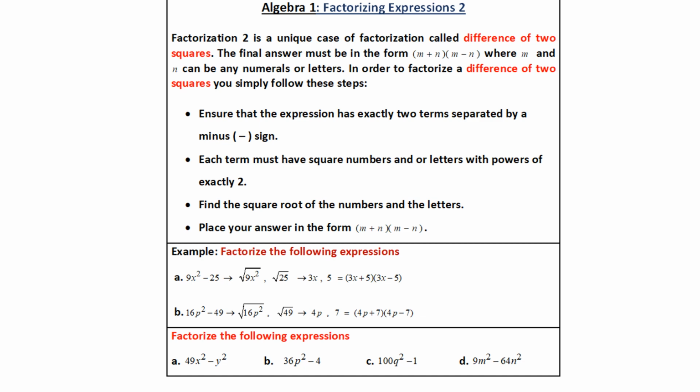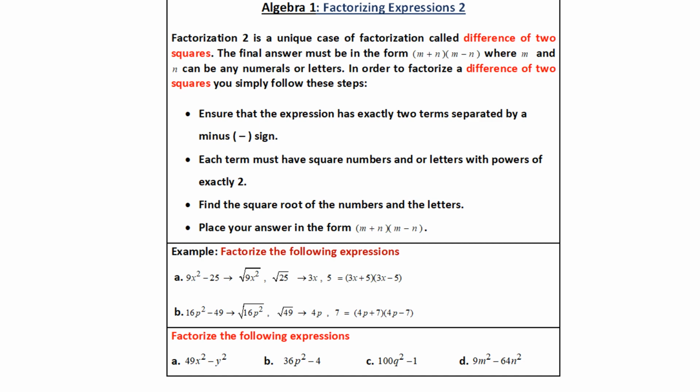Find the square root of the numbers. All right, so square numbers, you can easily find the square root to give you a whole number, and you can square root the letter with the square to give you just the letter itself. Place your answer in the form m plus n, m minus n.